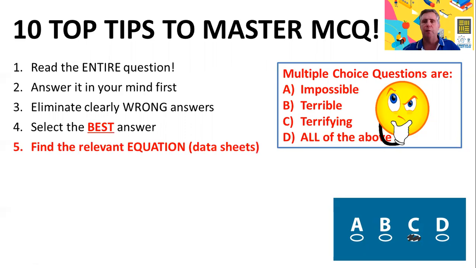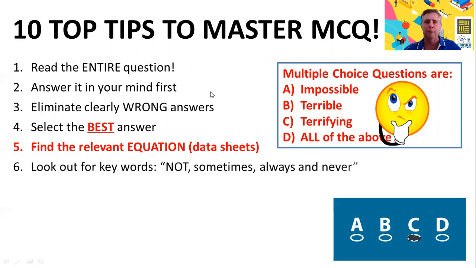Number 5, find the relevant equation from your data sheets. We'll talk a bit more about this, but this is really important. And very often, the solution to solving a multiple choice question, and especially the ratio type questions, comes from finding and using correctly the equation from the data sheets. Number 6, look out for key words.